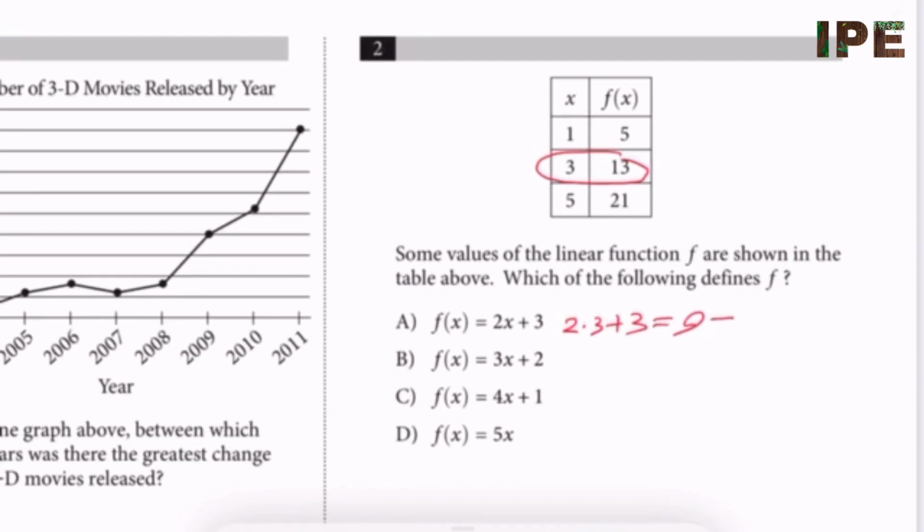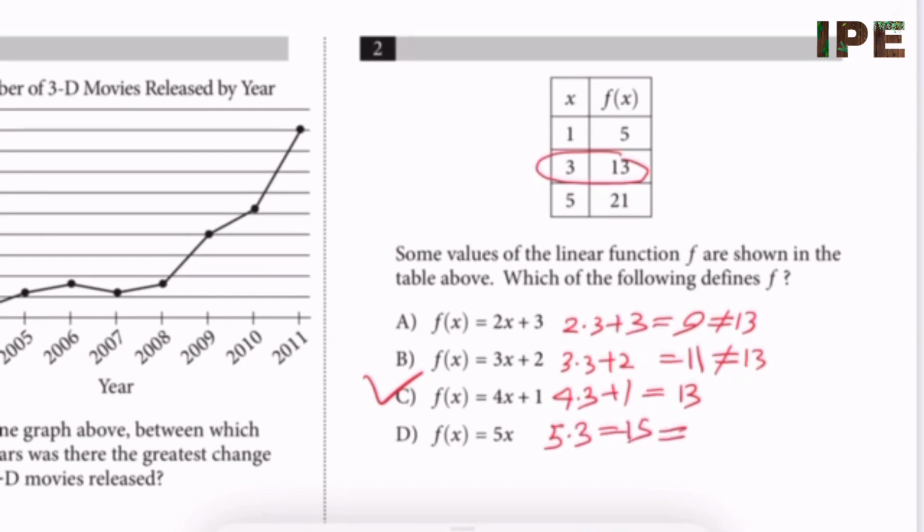9 is not 13. 3 times 3 plus 2 is 11. 11 is not 13. What about C? 4 times 3 plus 1, that is 13. Yes, this is right. What about D? 5 times x, x is 3 now. 5 times 3 is 15, that is not 13. So the only possible answer is what?